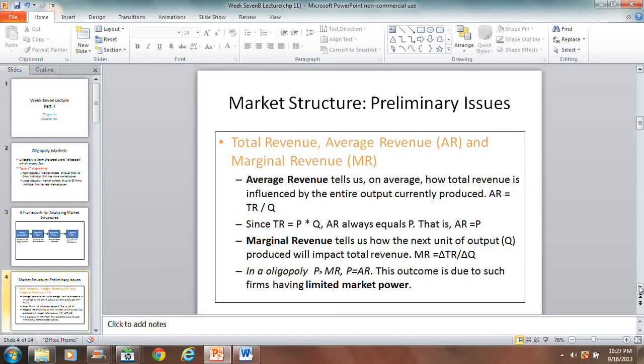Because oligopoly, like monopolistic competition, is a hybrid or intermediate type of market structure, and because there is limited market power, price will be somewhat higher than marginal revenue because the firms do have limited market power, and by definition price will always equal average revenue. Those two are always the same in any market structure.